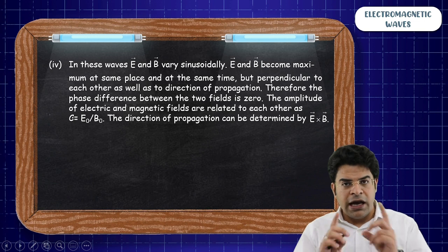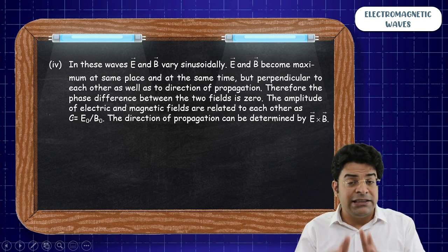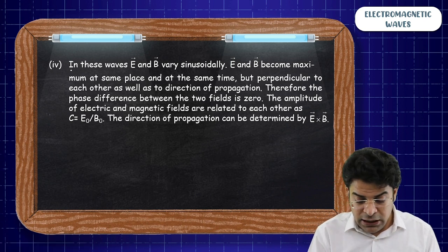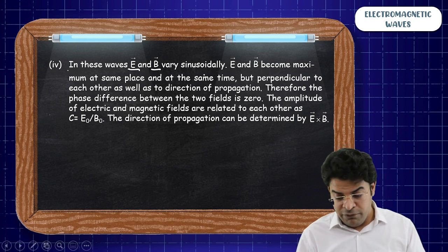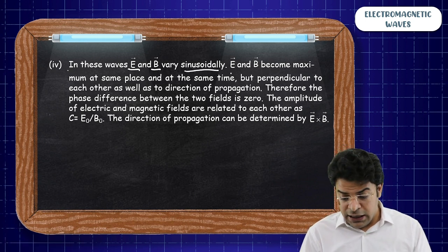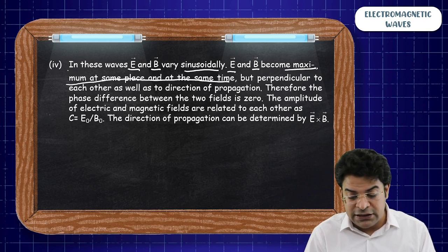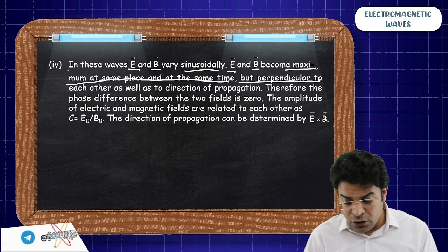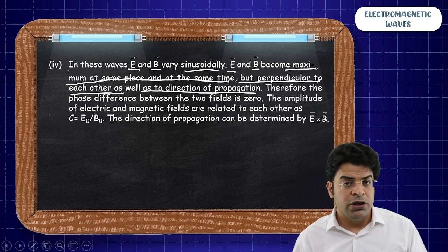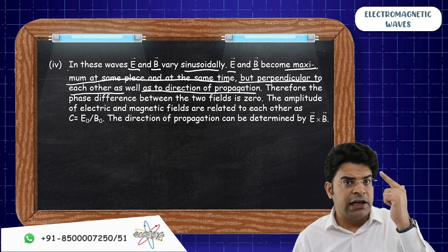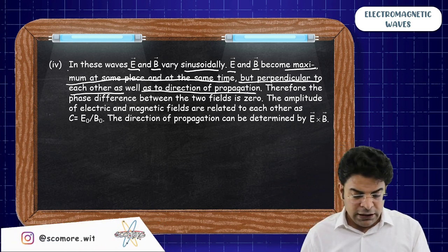Now bacho, again, since this is an important point, I will explain the entire point again. This is the most important point I will say. In the EM waves, electric field and magnetic field vary sinusoidally. Electric field and magnetic field become maximum at the same place at the same time, but perpendicular to each other as well as to the direction of propagation. So the direction of vibration of electric field, the direction of vibration of magnetic field, and the direction of propagation are perpendicular. Next thing, beta.